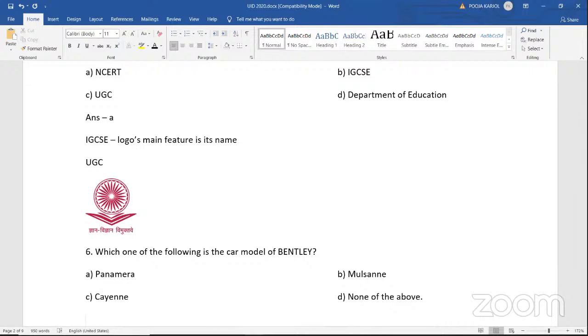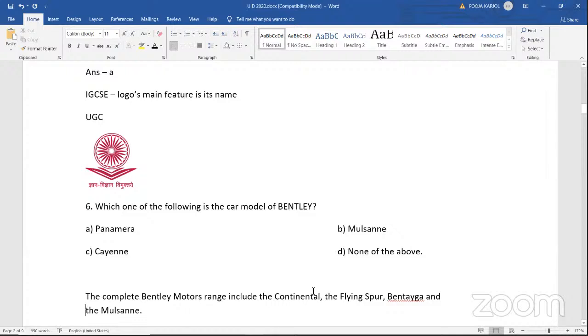Which one of the following is the car model of Bentley? Any idea? B, Mulsanne, yes. Mulsanne is correct. Now, Panamera and Cayenne are Porsche brand models. Bentley Motors have four: the Continental, the Flying Spur, Bentayga, and the Mulsanne. These are the four car models of Bentley. These two are Porsche.